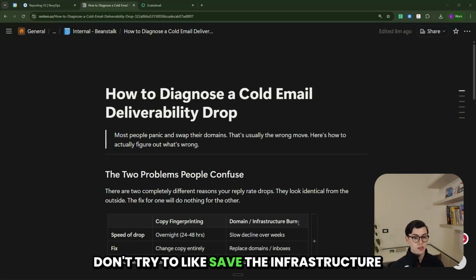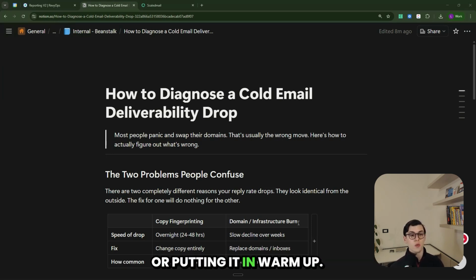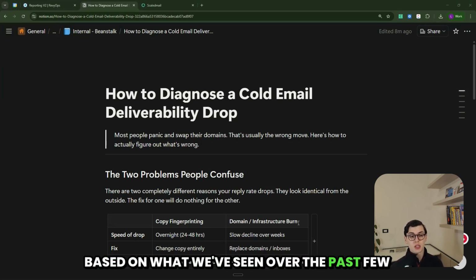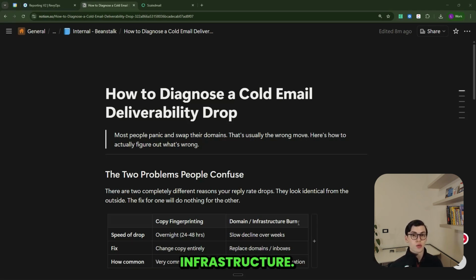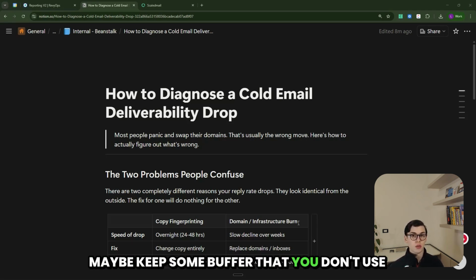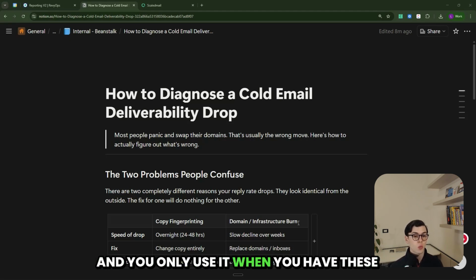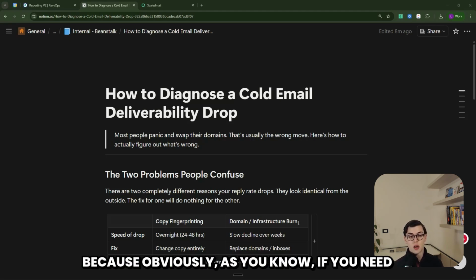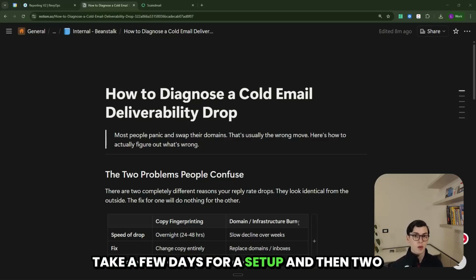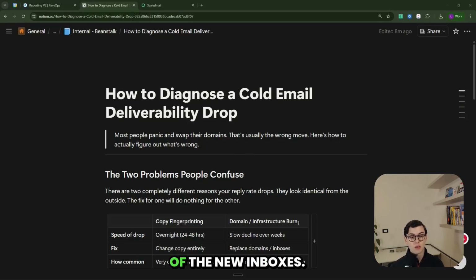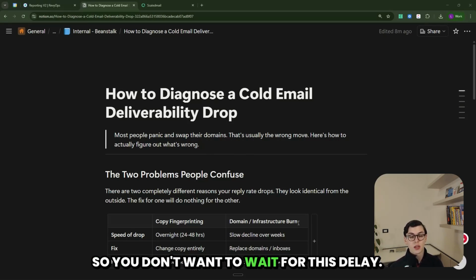Don't try to save the infrastructure by putting it in warm up. Based on what we've seen over the past few months, it doesn't really work. So you'd be better off just replacing the infrastructure. Maybe keep some buffer that you don't use and only use it when you have these deliverability issues, because obviously if you need to replace infrastructure, it's going to take a few days for the setup and then 2 weeks for the warm up of the new inboxes. So you don't want to wait for this delay.